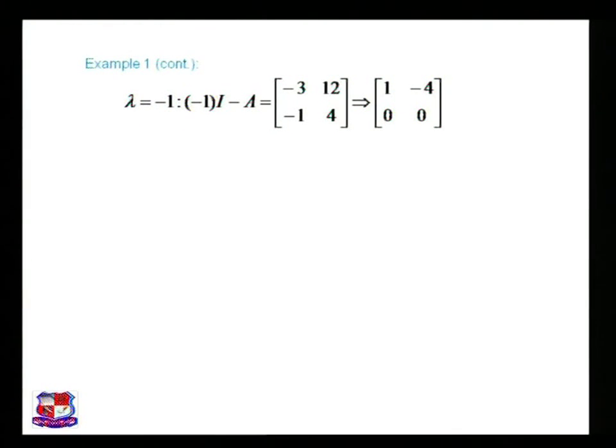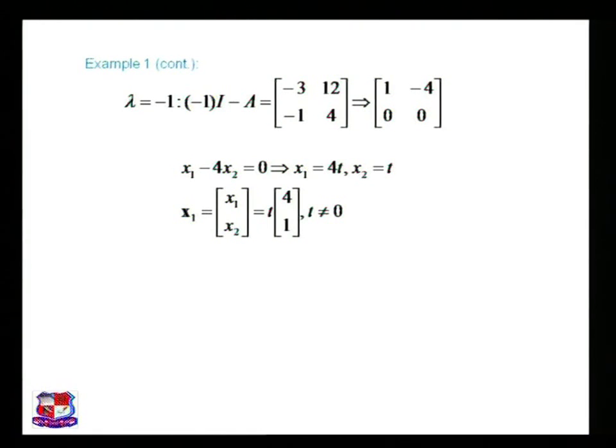Now let us continue with our last example, in which we found the eigenvalue for the matrix A equal to [-3 1; 2 -1 4]... that is equal to minus 1. Now if we want to find the eigenvector for this eigenvalue, then we put lambda equal to minus 1, so that lambda I minus A is equal to 1 minus 4 0 0.